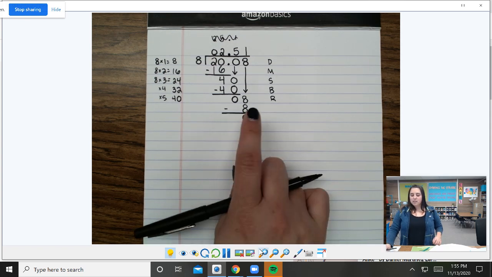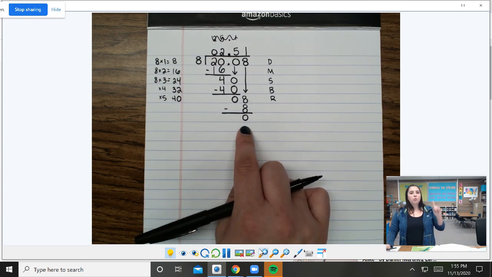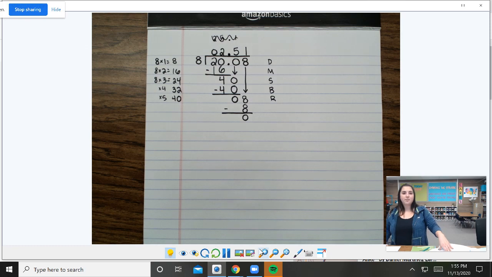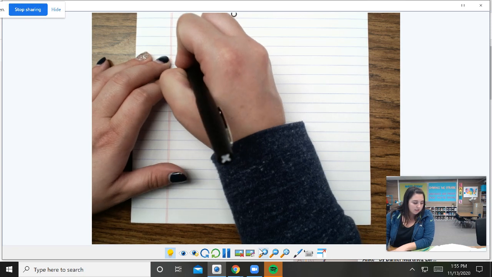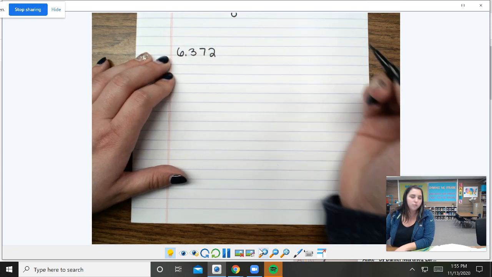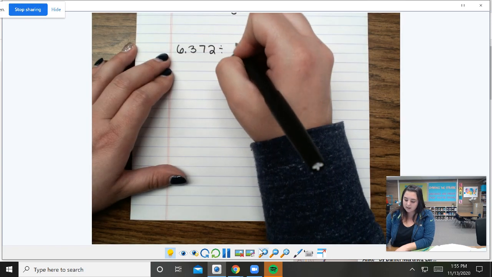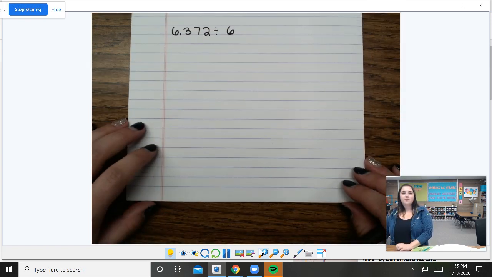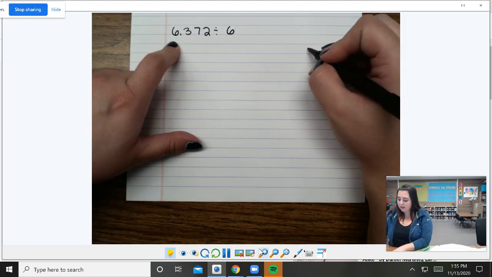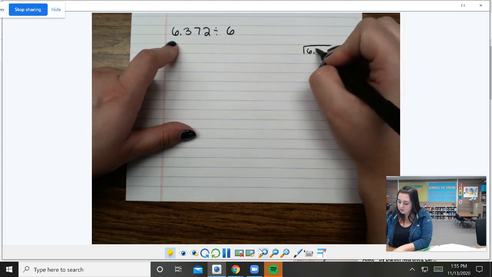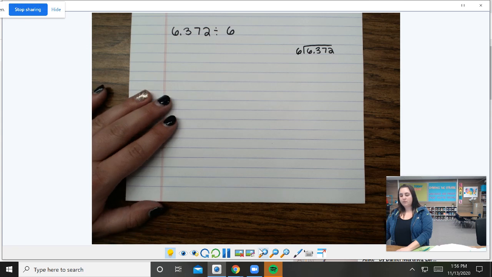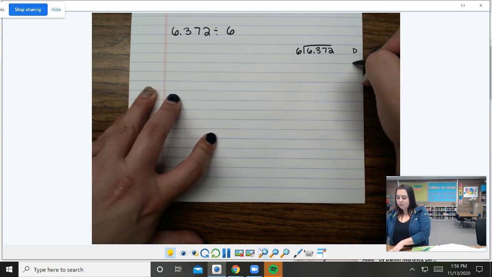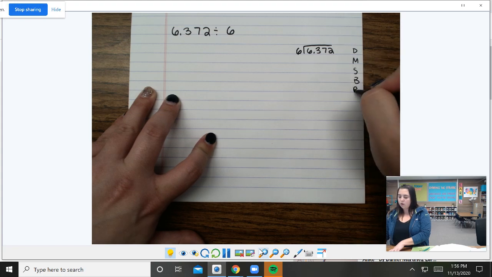All right, I think that this is the most challenging part, but let's do one more where you solve both ways. Okay, so I'll help you get the problem set up. Let's do 6.372 divided by 6. So I'm going to do it the 2 ways. So I'm going to do my 6.372 divided by 6. And don't forget your dad, mom, sister, brother, rover.